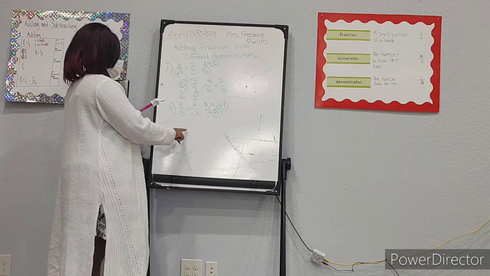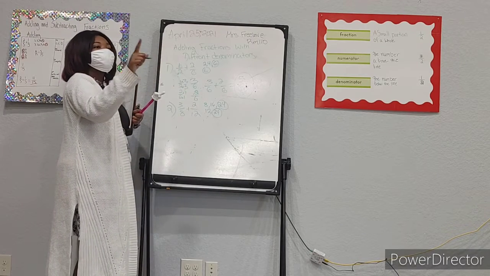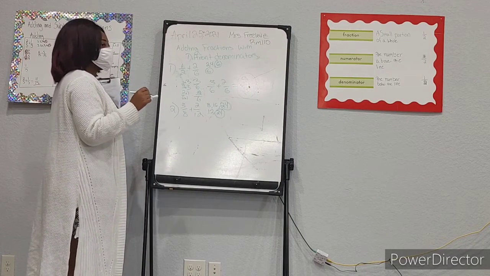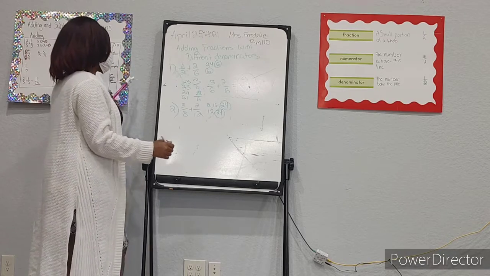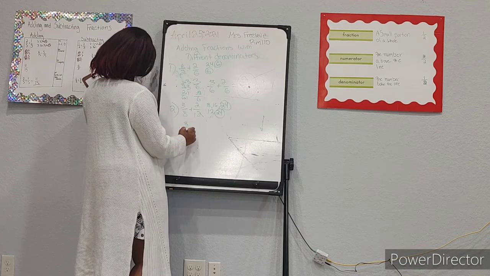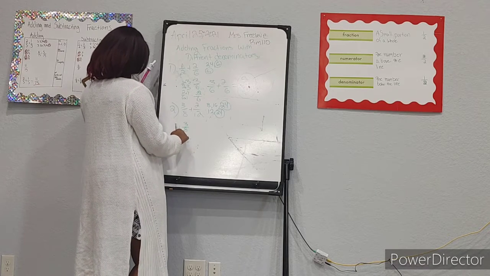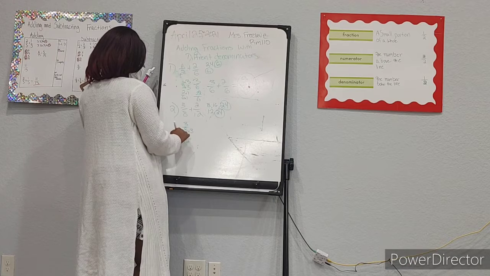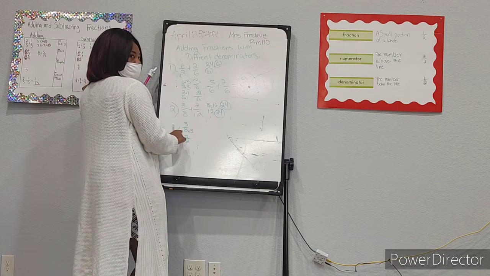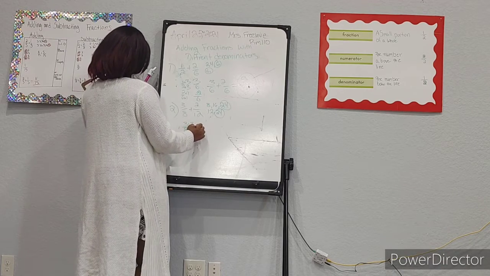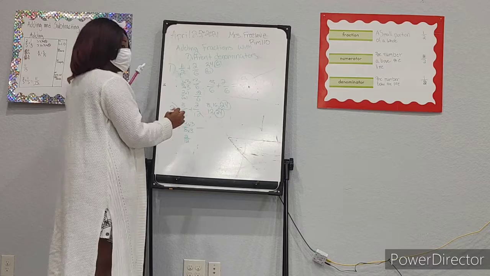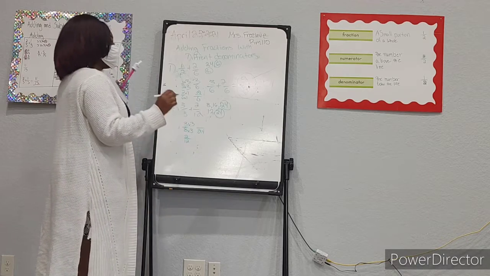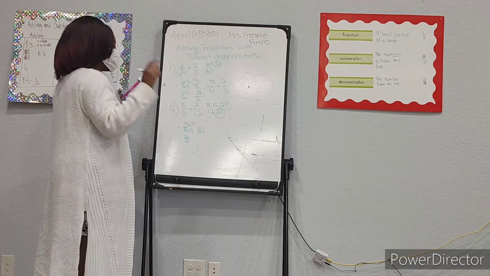Now that we have our least common denominator, we need to rewrite. That is correct. But before we can rewrite, we need to rename our problem. To get 8 to be 24, we need to multiply it by 3. And since we're multiplying 8 by 3, we need to also multiply 3 by 3. Good job. So 8 times 3 is 24. And 3 times 3 is 9. Good job.